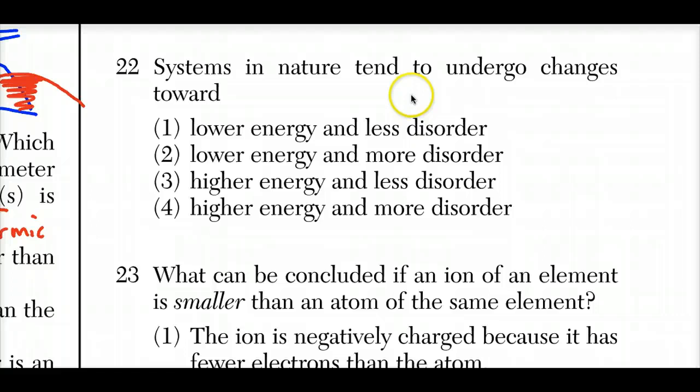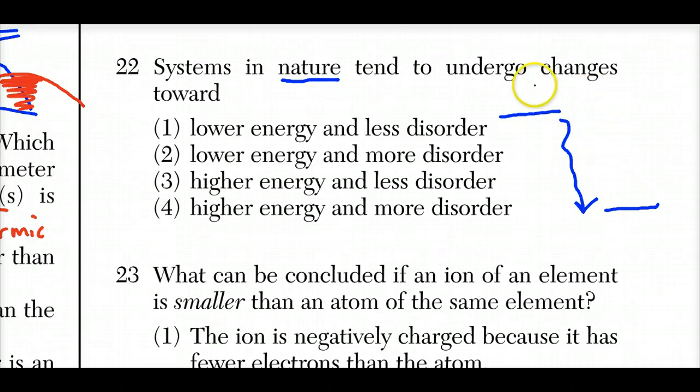22. Number 22 states, systems in nature tend to undergo changes toward. All right, well, the one thing you should know is, generally speaking, things that are high in energy tend to want to become lower in energy. So things in nature tend to move toward lower energy. A rock on top of the hill eventually goes to the bottom. Things tend to go from the top of the mountain down the mountain. Waterfalls flow downward from high potential energy to lower.